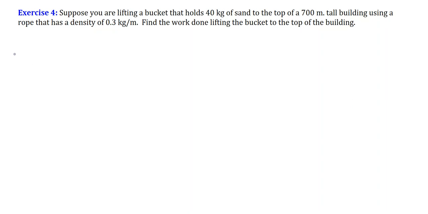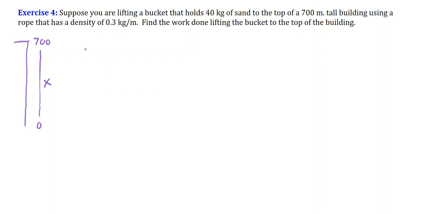So first of all, let's draw our building. Okay, so we have a building that looks like this, and it is 700 meters tall. So I'm going to put 700 up here and 0 down here. And I am going to let this be an x distance. So when x is 0, we are at the bottom of the building. When x is 700, we are at the top of the building.